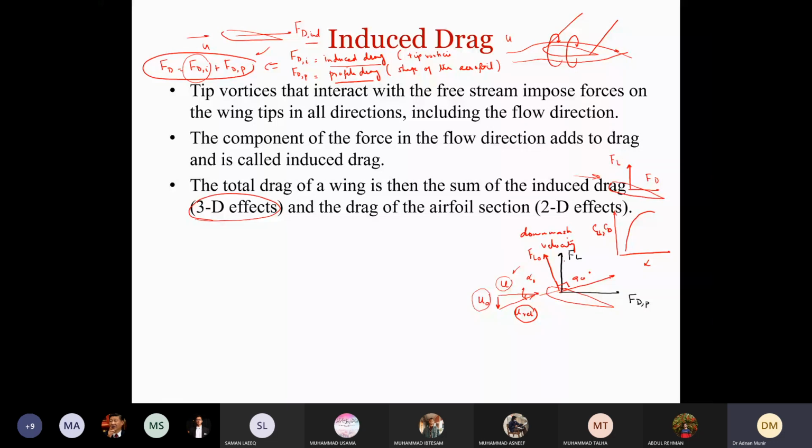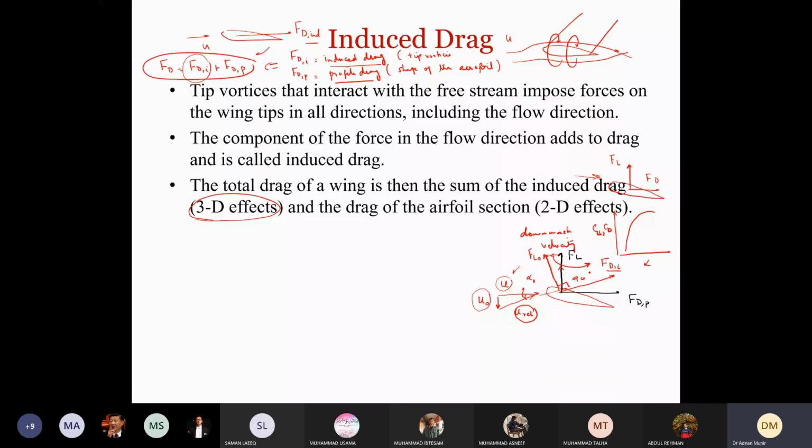So if I decompose this lift force into two components, one will be this and the other one will be this component. Now you can see because of this downwash we have an additional component of drag. This additional component of drag is called FDI, induced drag, right?